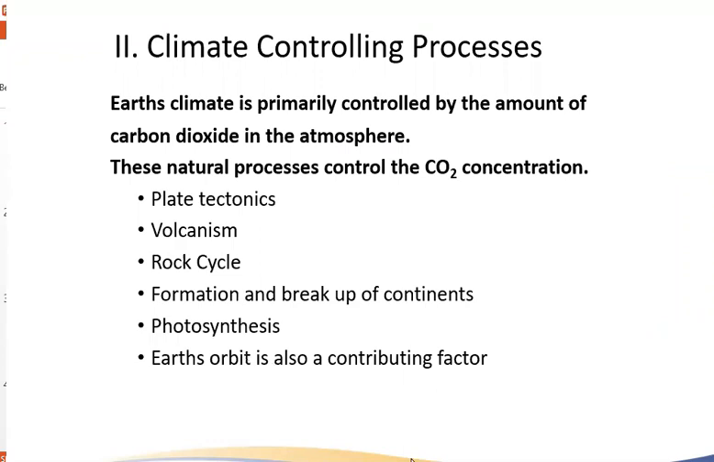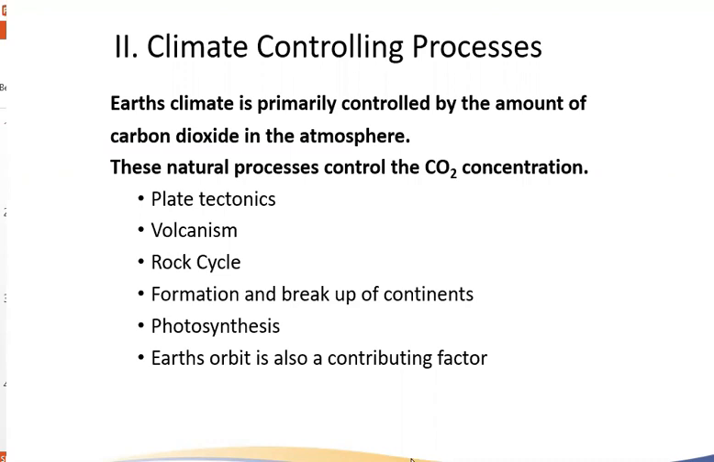So as you can see here, right there at the top in bold letters, the Earth's climate is primarily controlled by the amount of carbon dioxide in the atmosphere, and that in turn controls the atmospheric temperature. The processes also control how materials are sequestered and recycled on Earth, and why that is important for ancient history, for today, and for the future. I would like to point out to you the bottom one, Earth's orbit, is also a contributing factor of climate change, but it doesn't have anything to do with carbon dioxide particularly. But it is a climate change controller.